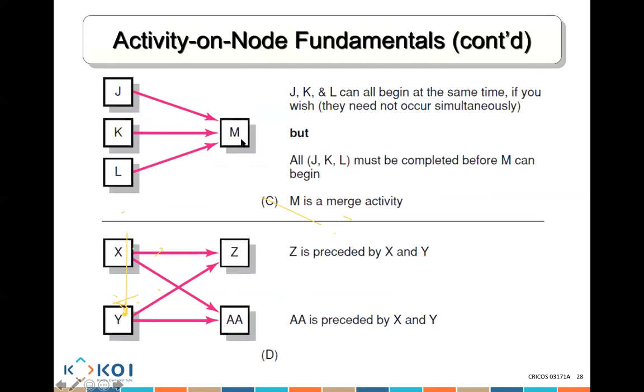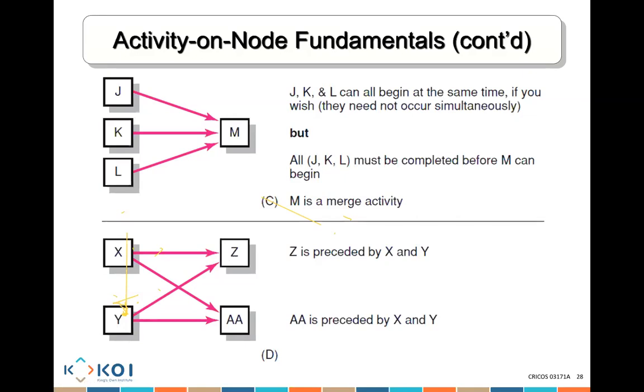Okay, now let's look here. I'm going to ask you this other question. Is it a merge activity or a burst activity? Are the activities merging into M, or are there no activities merging into M? It's merging. M is a merge activity. I have three activities before it. Can they start at the same time? Yeah, they are parallel. Do they need to start at the same time? No. Can X and Y start at the same time? Not necessarily, but they can. Is that a merge or burst activity? Merge.